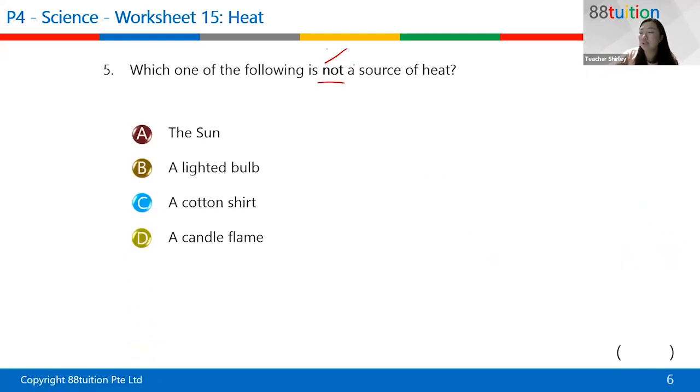Now this question is easy. Which one is not a source of heat? Of course, the sun is, because the sun is the main source of heat. Lighted bulb is, cotton shirt is not, candle flame is. So the answer is C. This one is quite straightforward.